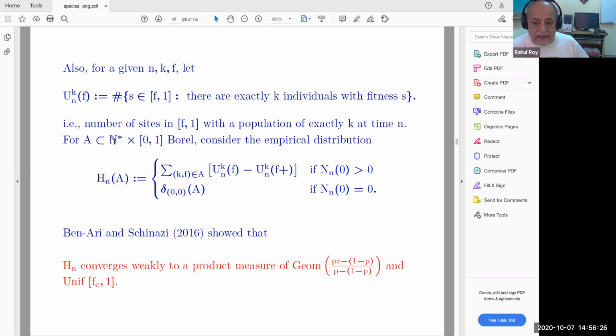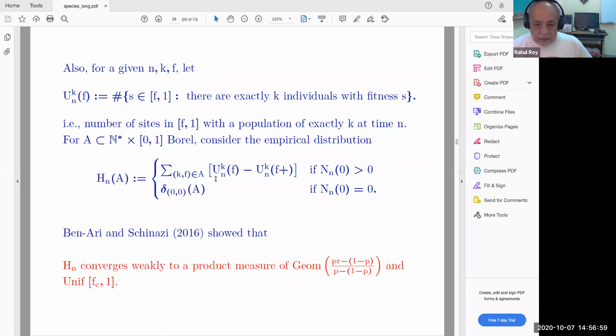So what they do is, N star here is N union 0. If we take any Borel set A from N star cross [0,1], you look at the empirical distribution, H_n. I'll just tell you what it is. It is this quantity, the sum over all K F in A of U_{K,n,F}, which we defined here, and U_{K,n,F}^+ is the same as this quantity, except it's open F. Or you can look at it as U_{K,n,G} for G going down to F.